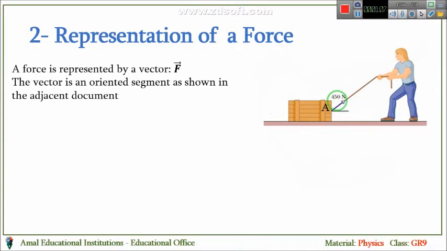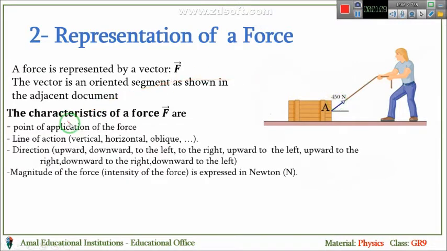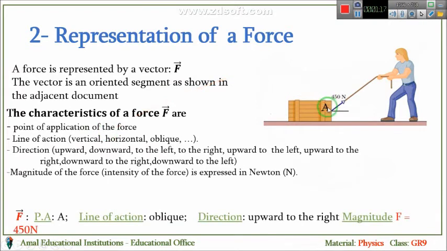Every force has four characteristics. The first one is the point of application of the force. The point of application represents the point where the force is applied. As in our example here, the force F is applied at the point A, so the point of application of the force F is the point A.